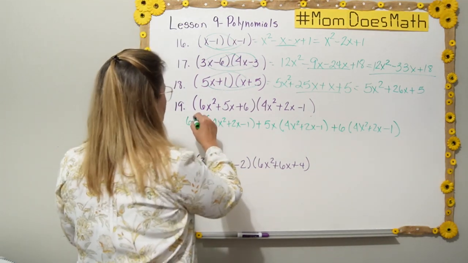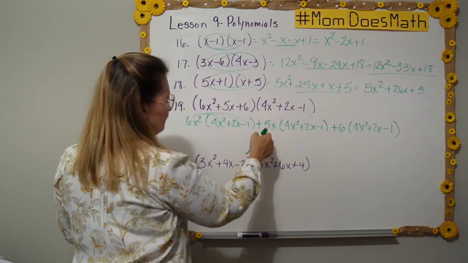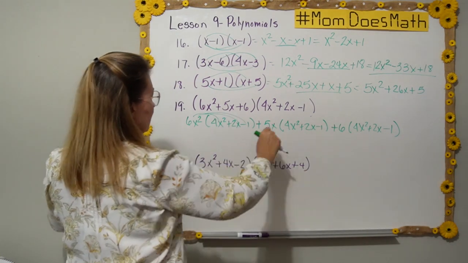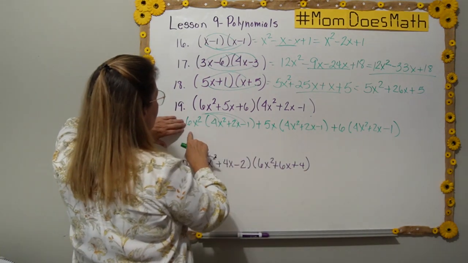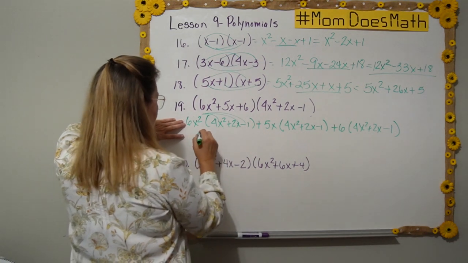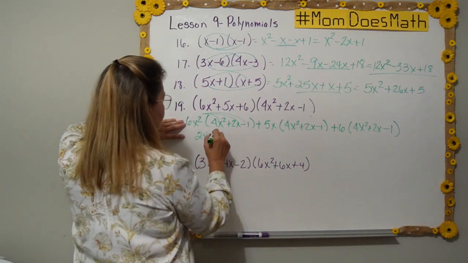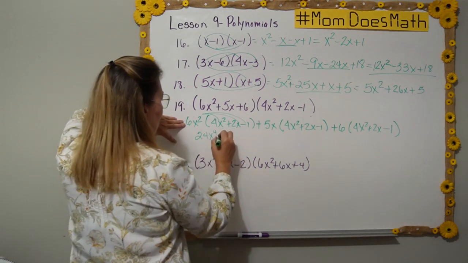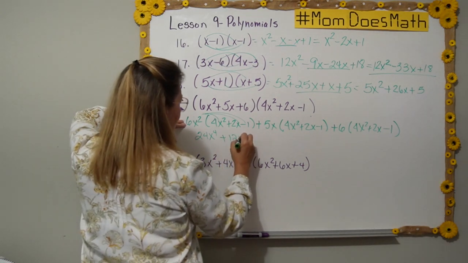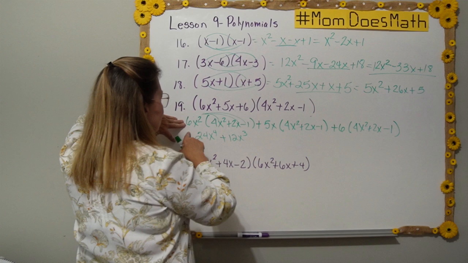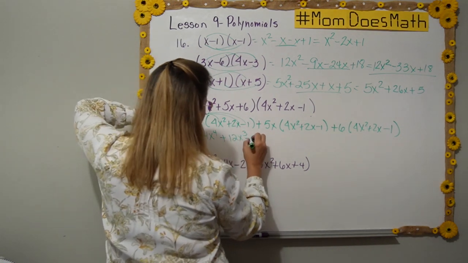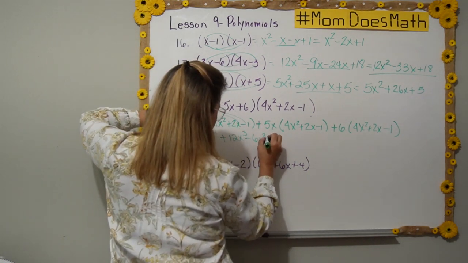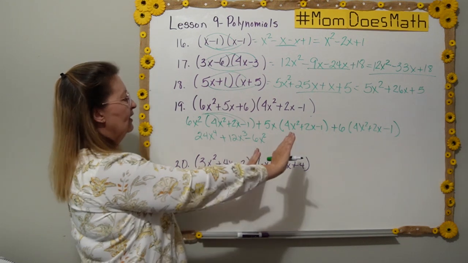Now, we're going to distribute these first numbers into the whole second set of parentheses. So, 6x squared times 4x squared is 24x to the fourth. And 6x squared times 2x is positive 12x to the third. And 6x squared times minus 1 is minus 6x squared. Okay, now let's move on.